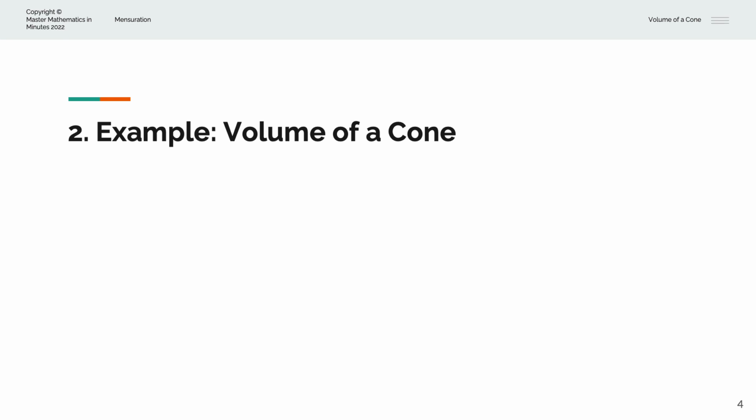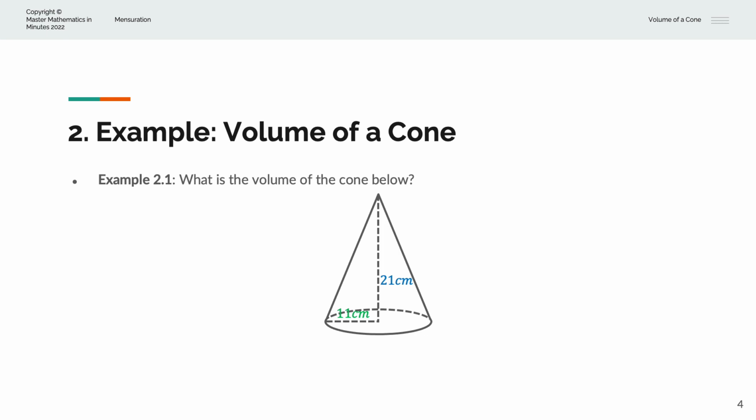In the first example, we're asked to calculate the volume of the cone below. So visually, we have a cone with radius of 11 centimeters and height of 21 centimeters. So we have volume V, and that's equal to 1 over 3 pi r squared h, and that's equal to 1 over 3 pi, and we will replace r with 11 because the radius is 11 centimeters, and we'll square that, and we'll multiply by 21 because that's the height, and that's equal to 2,541 over 3 multiplied by pi, and that's equal to 2,660.93 centimeters cubed.